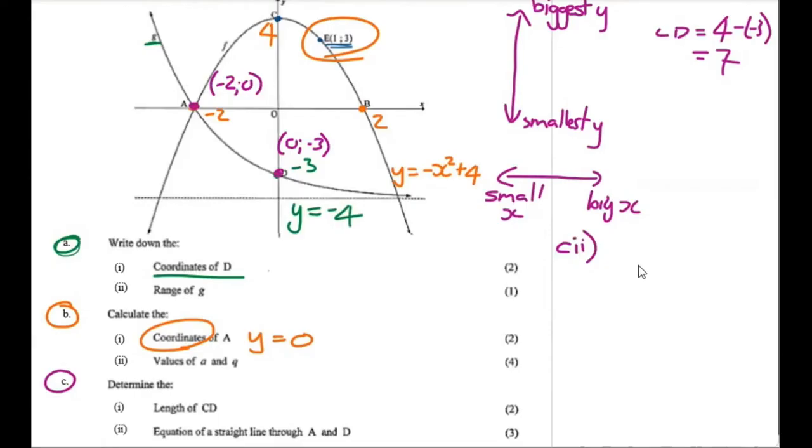First thing I need to do is get the gradient. This is y equals mx plus c. So I want you all to type in the gradient. And if you don't know how to do the gradient, then please tell me, ma'am, I don't know what to do, but I'd like you to calculate the gradient for the line AD. The gradient for the line AD. Thank you, Tato. Thank you, Dimple.